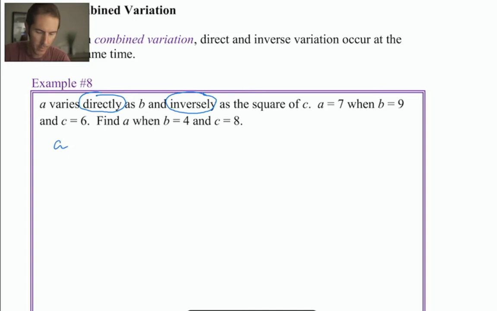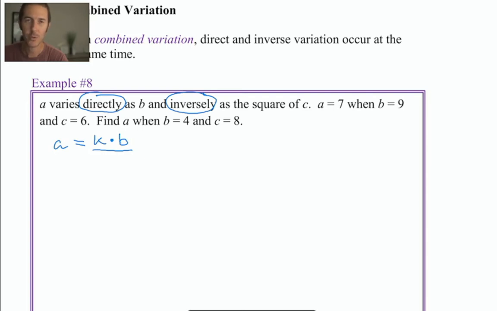A varies directly, so equals k times, varies directly as b, so we'll multiply it by b, and inversely, so now we need to introduce a fraction, so let's divide by the square of c. I see so many students, semester after semester, read this statement, the square of c, and for some reason they read it as the square root of c.